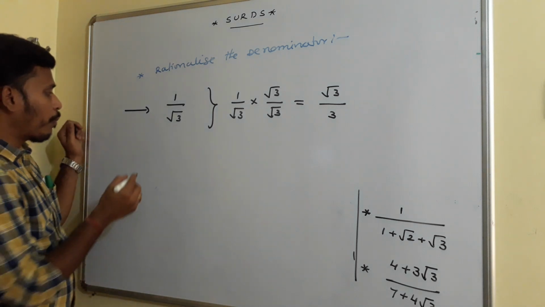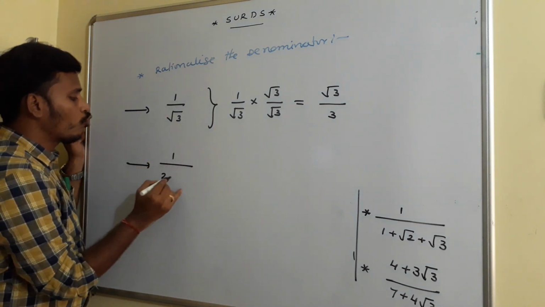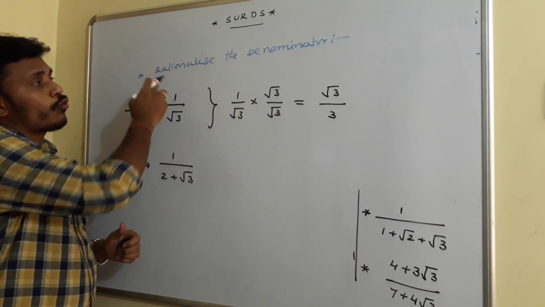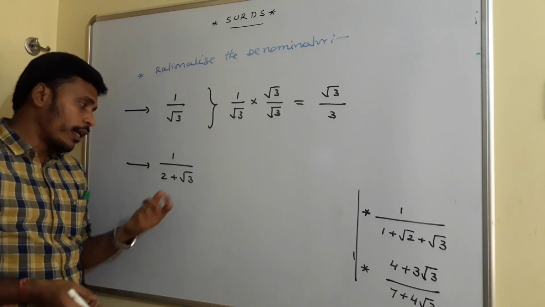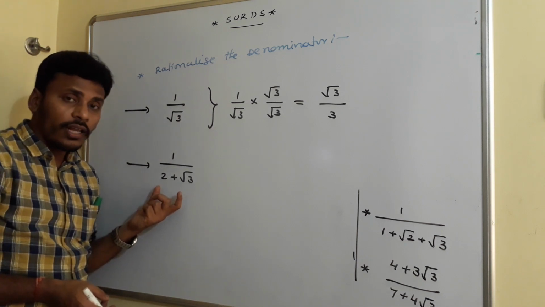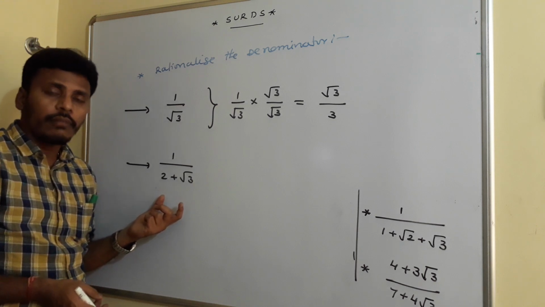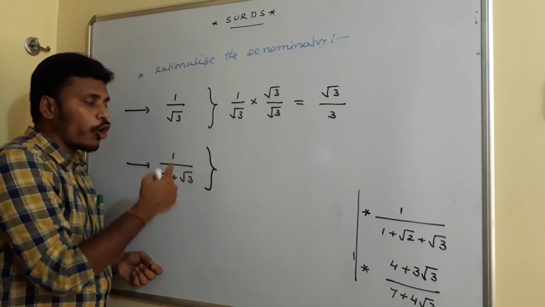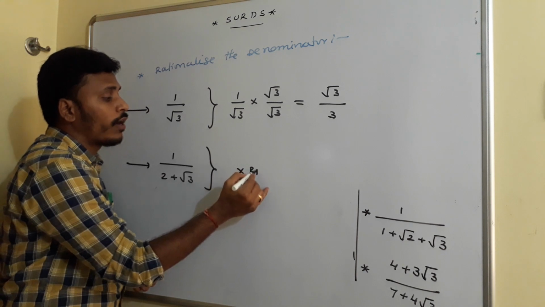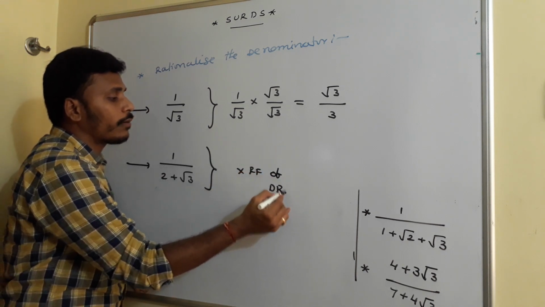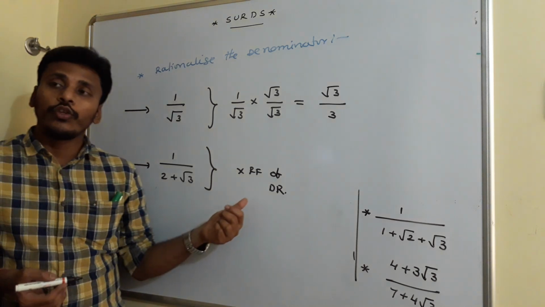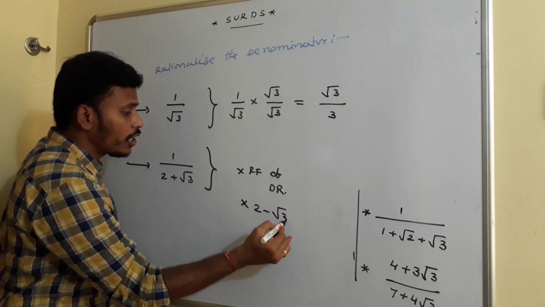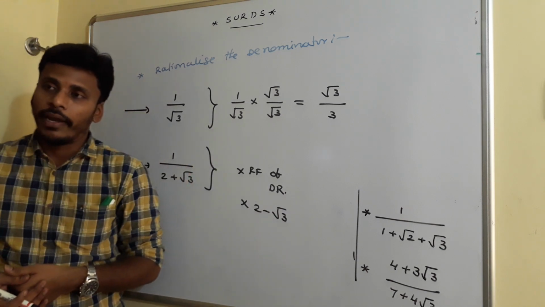Right? For example, if I have a problem like this, 1 by 2 plus root 3. 1 by 2 plus root 3 is a surd. Right? And they ask you to rationalize the denominator. The denominator is 2 plus root 3. This is not a rational number actually. This is irrational, maybe a surd. To make the denominator rational, you need to multiply both numerator and denominator with the rationalizing factor of the denominator. See, what is the rationalizing factor of the denominator? Since it is 2 plus root 3, its rationalizing factor is 2 minus root 3.